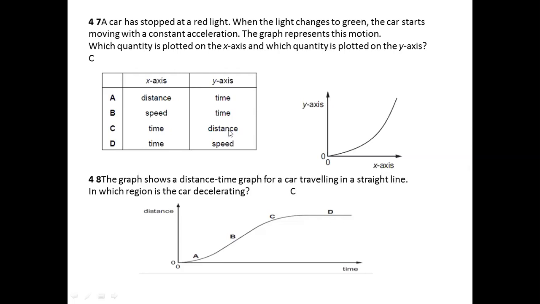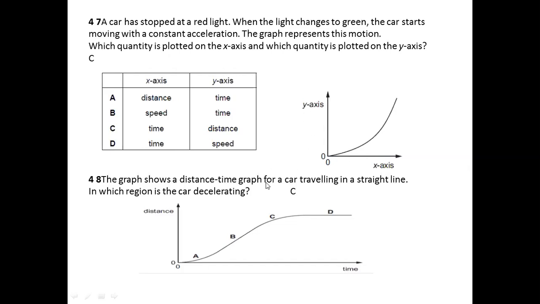We have to identify the graph where the car starts with constant acceleration. So in a distance time graph, constant acceleration will be what? Changing speed. Speed should be increasing. So this should be the distance time graph, with distance along the y-axis and time along the x-axis.